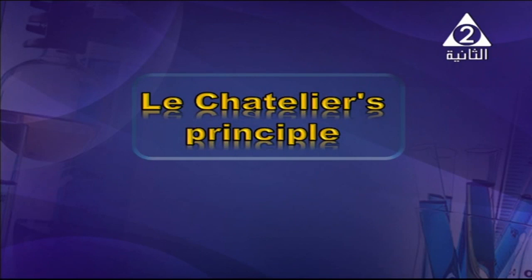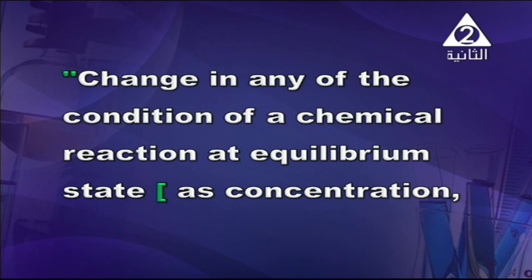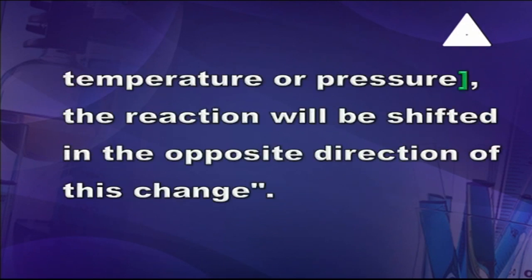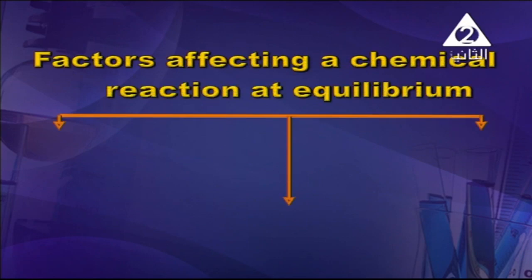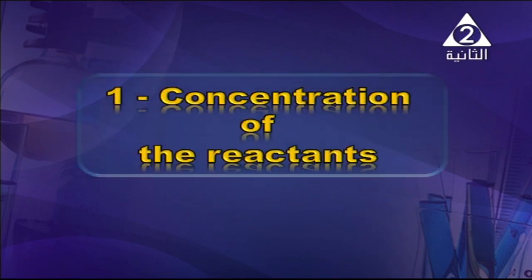Le Chatelier principle states that if a change occurs in any of the conditions of a chemical reaction at equilibrium, such as concentration, temperature, and pressure, the reaction will be shifted in the opposite direction of this change. These factors, my dear student, are classified as follows: the concentration, temperature, and the pressure. We are going to discuss each one.